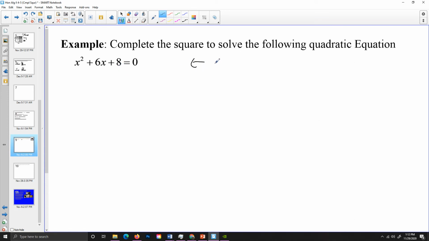So here I'm going to subtract 8, and then I'll have x squared plus 6x equals -8. And so now I need to complete the square. So I'm going to add that b over 2 squared to both sides.